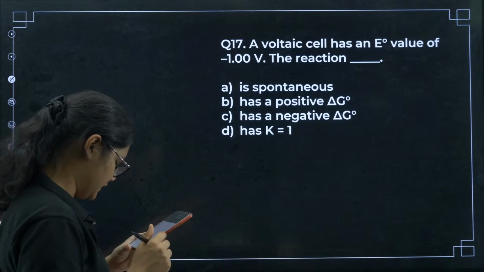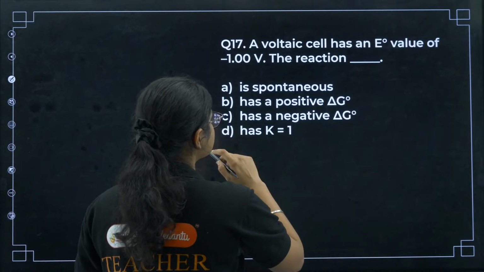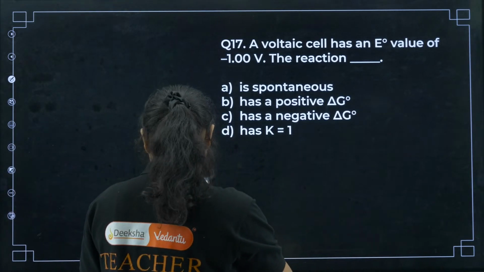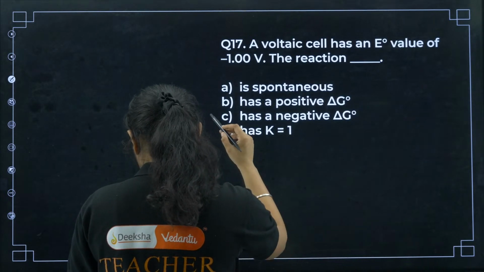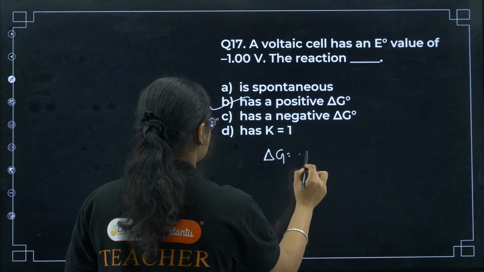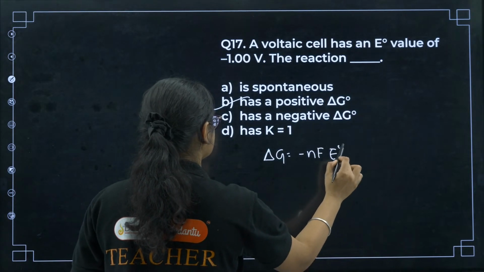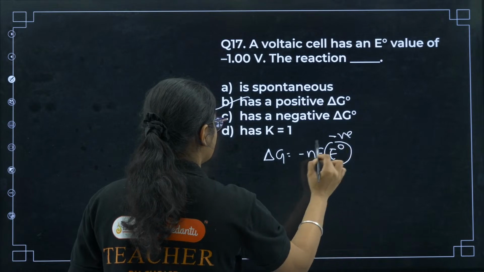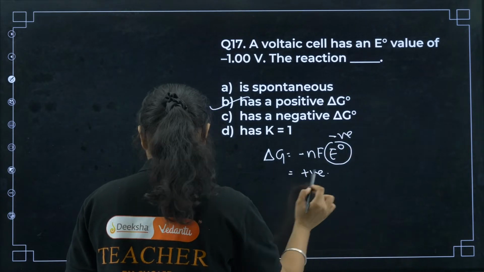Yes, 17C I have got answer. Delta G has a negative value. No dear Kaushik, it is wrong. B is the correct answer. See, we just discussed it, right? Delta G is equal to minus nFE naught of the cell. If E is already negative, then negative times negative, we will get positive, right?